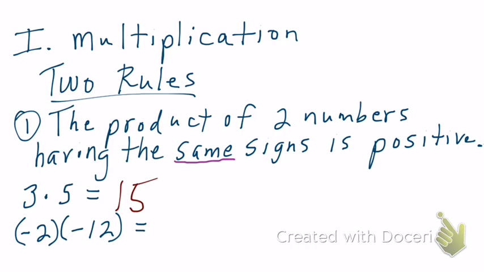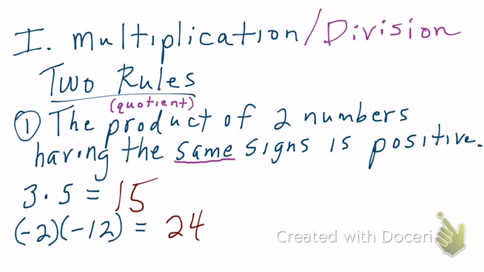The rule works with two negatives as well. So with negative 2 times negative 12, we're going to get a positive answer. 2 times 12 is 24. By the way, multiplication and division are opposites, so the rules are also going to work the same way for division. So the nice thing about multiplication and division is you just have these two simple rules and they're always the same.